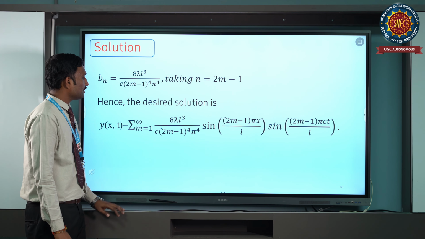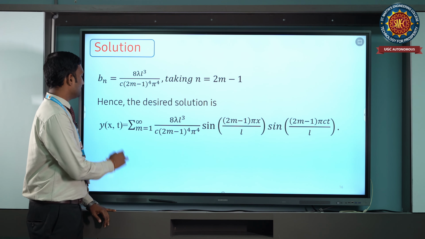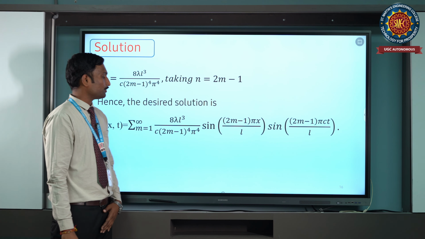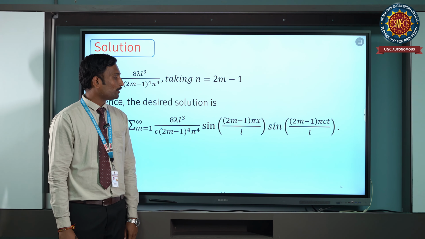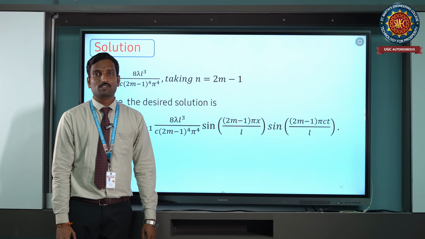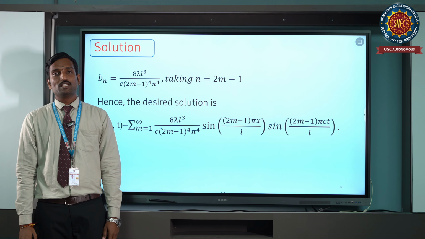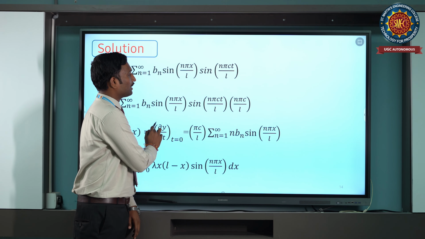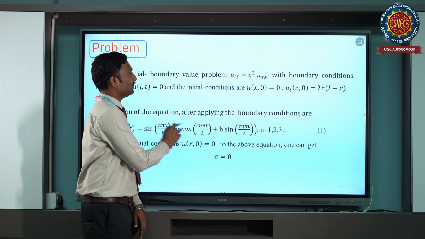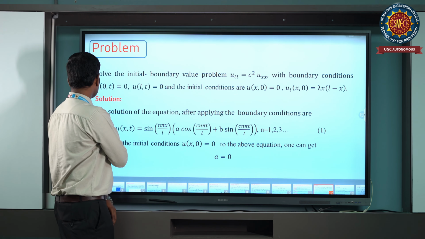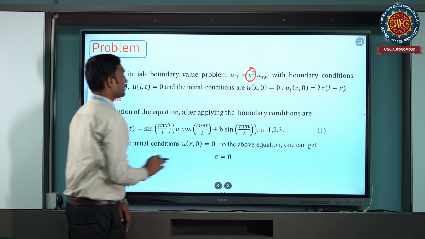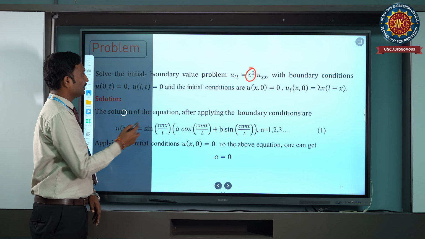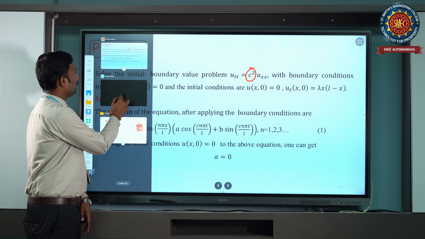The u of x comma t solution according to the initial conditions we got is 8 lambda L cube C2m minus 1 power 4 pi by 4 pi power 4 in terms of two sine terms. Here we can see the propagation of the wave, how it varies according to the value of c square, which we are taking as a constant in the equation. Let us go to the video of the propagation of the waves according to a value.